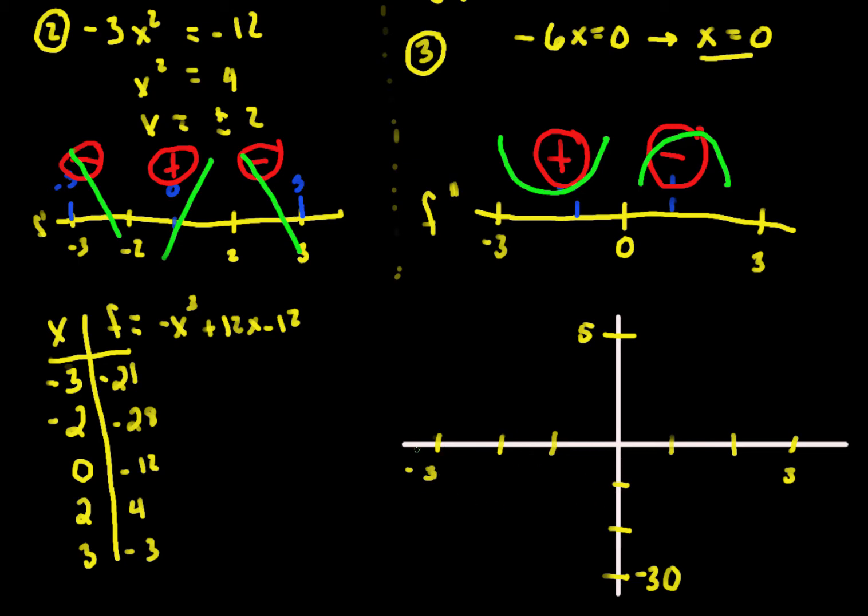At -3, it's a value of -21, so that's right about here. At -2, it's a value of -28, so that's right about here. At 0, it's a value of -12, so this is 10, so this is somewhere around here, is -12. At 2, it gets a value of 4, so that's somewhere around here. And at 3, it's a -3, so that's going to be somewhere around here.